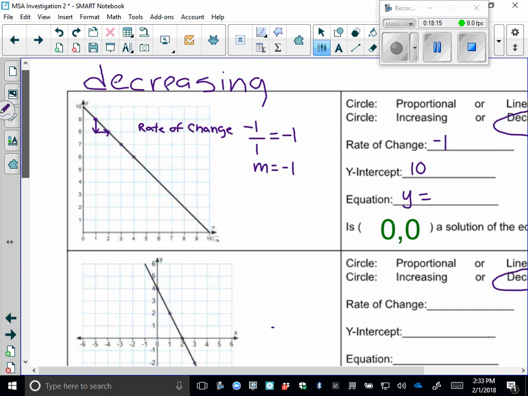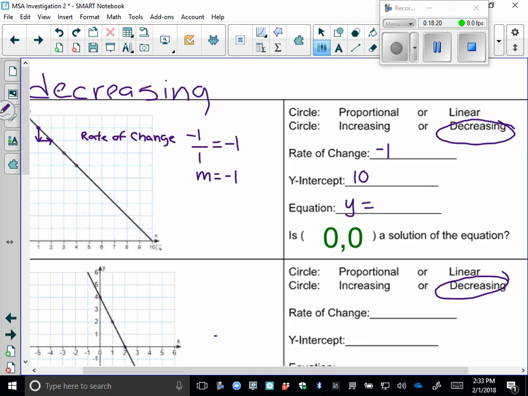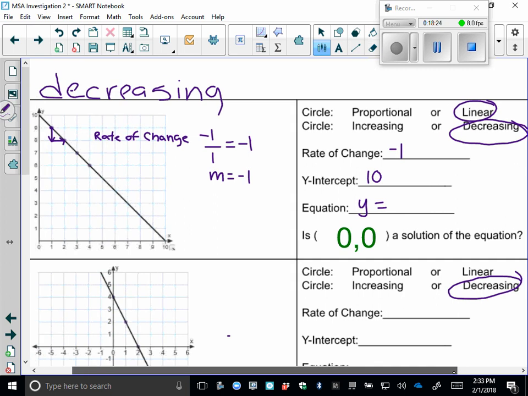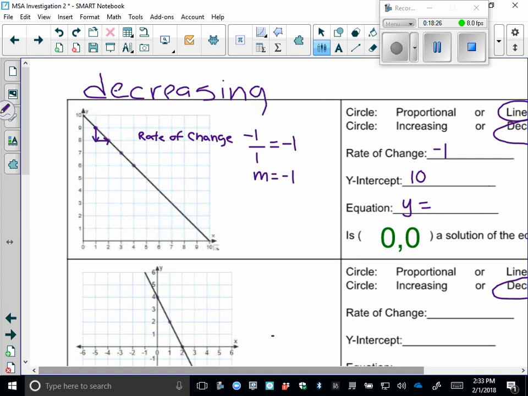It is not proportional because it doesn't start at 0, but it is linear. Do you remember that? It has to go through 0, 0. Okay, Jacob, what's the equation? Y equals -1x plus 10. Perfect. Okay.